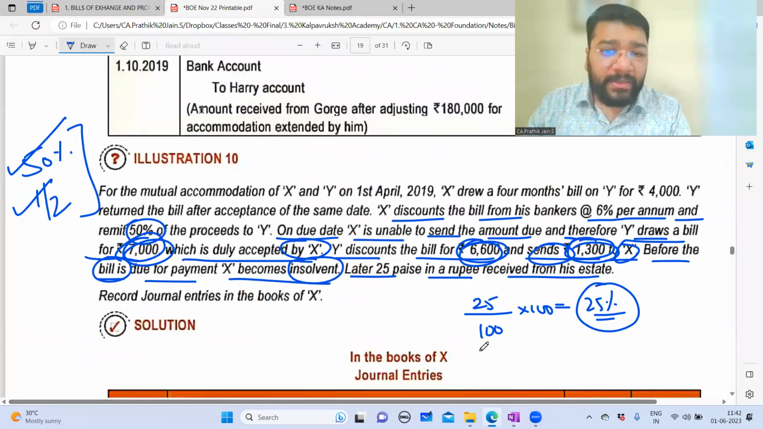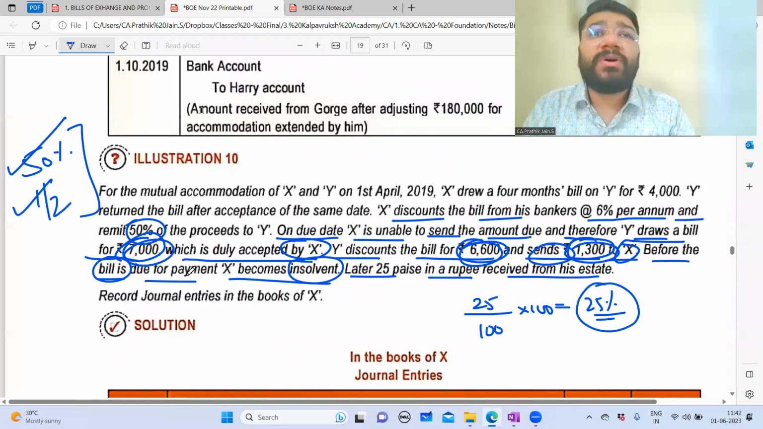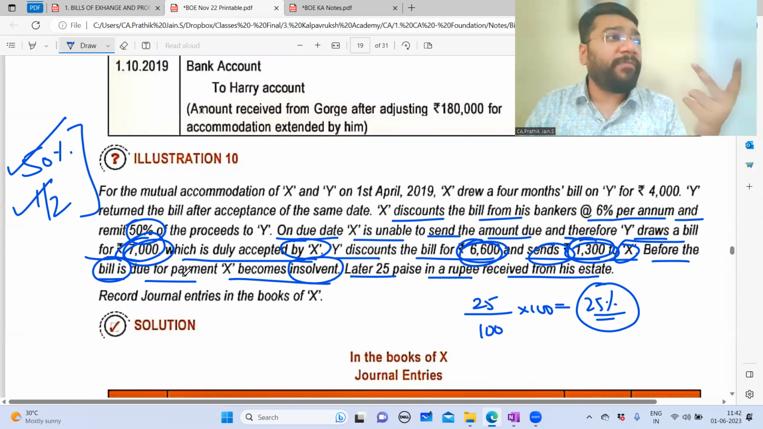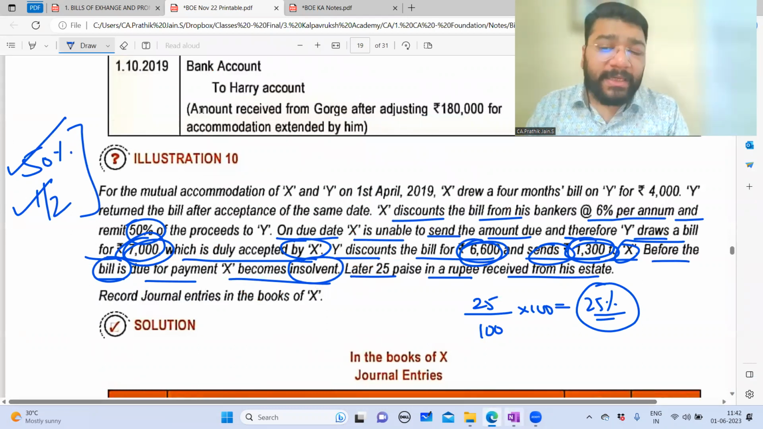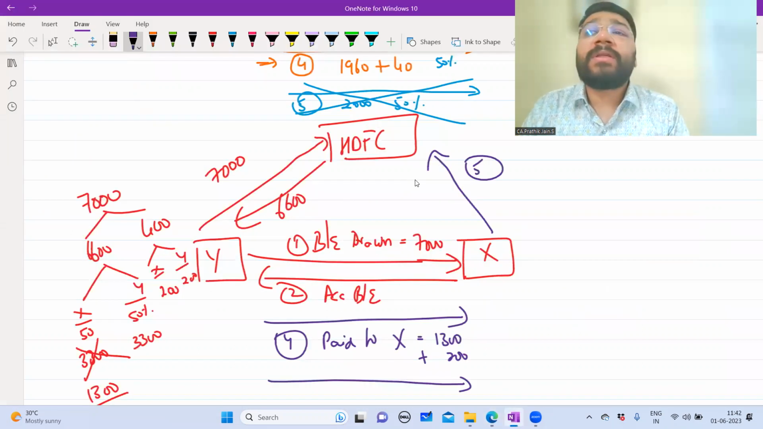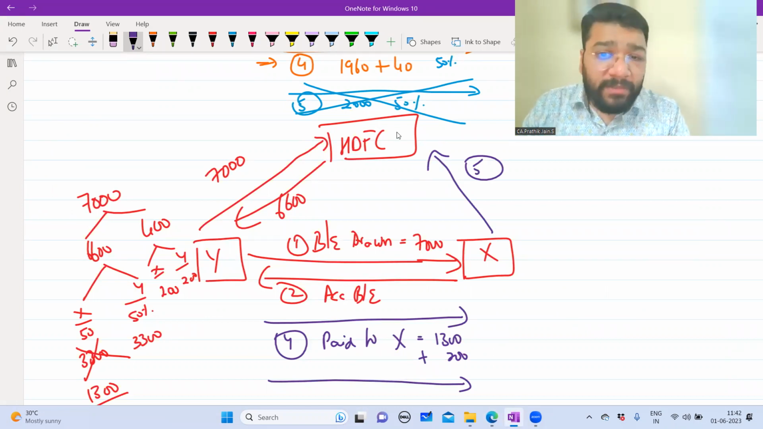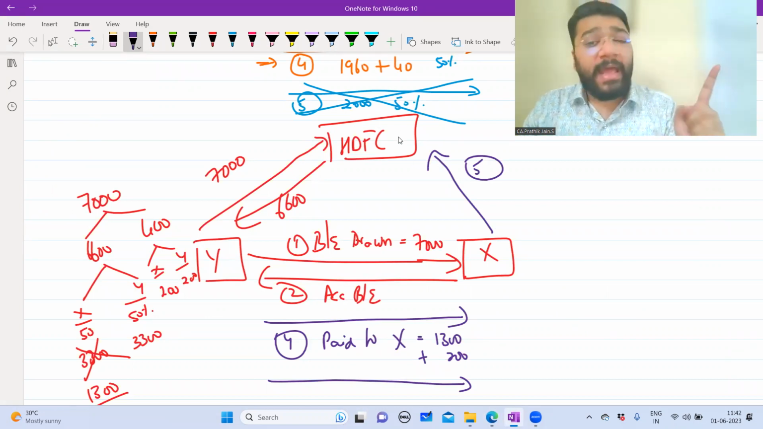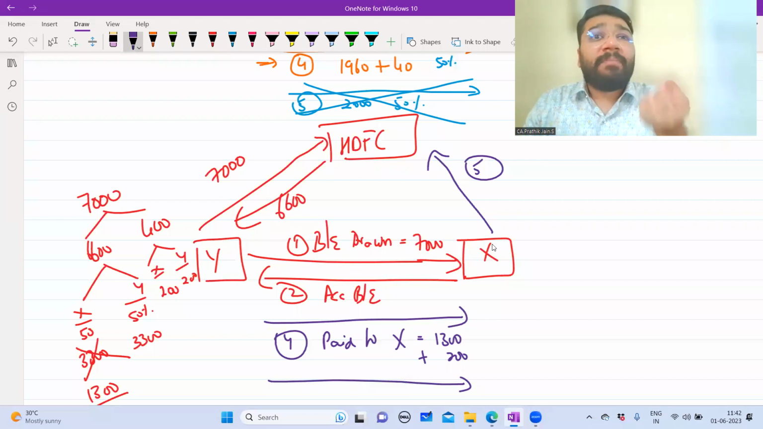But what happened? In the meantime, X had become bankrupt. He became insolvent. Insolvent means what? Pauper, no money left. In such a case, do you think X will make the payment to HDFC Bank? No. So HDFC Bank on the second due date had gone to X for recovering money. But by the time, X had become bankrupt. So now what will happen?